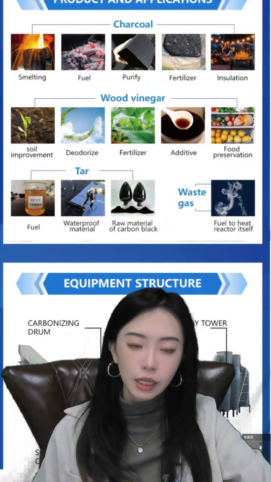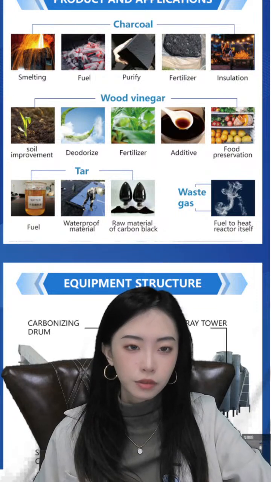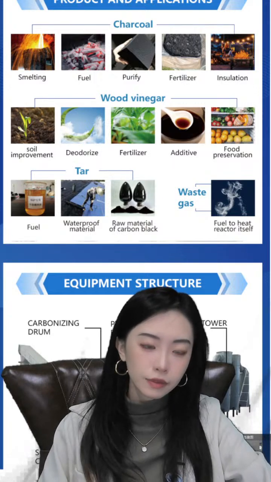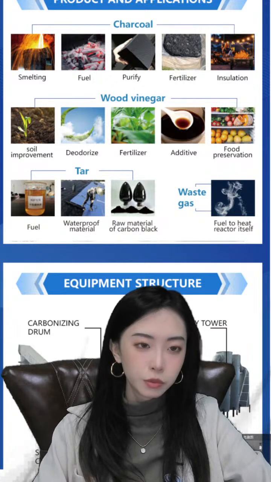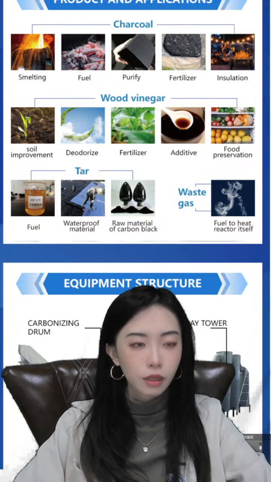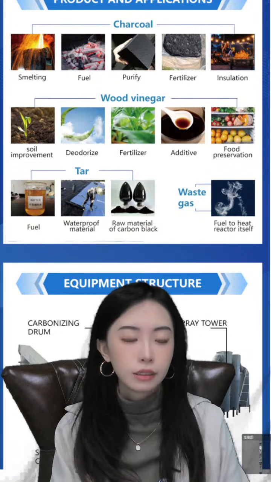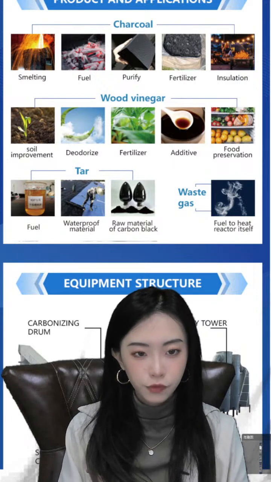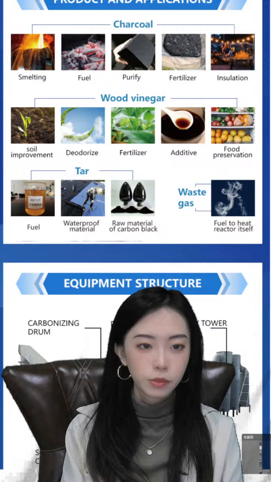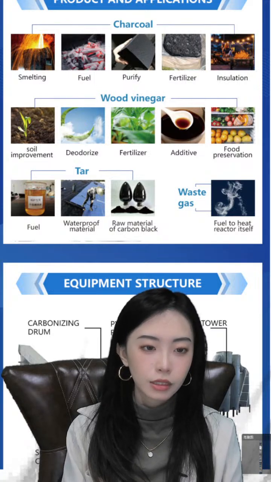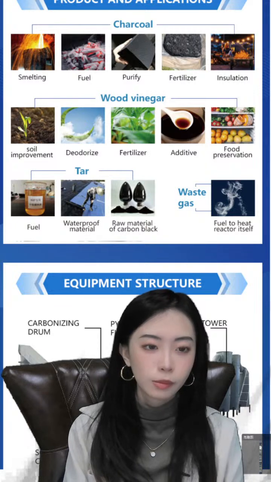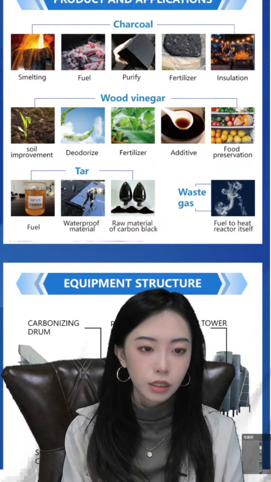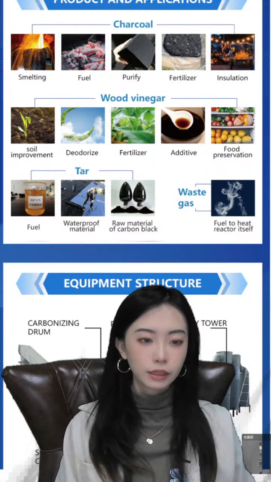These are the other products we can use. The wood vinegar can be used for soil improvement, deodorizing, filters, additives, and food preservation. The tar can be used in a heating system as heating energy and fuel, or as a raw material for carbon black, and it can also be a material for waterproofing. So these are the three main products that we can use.